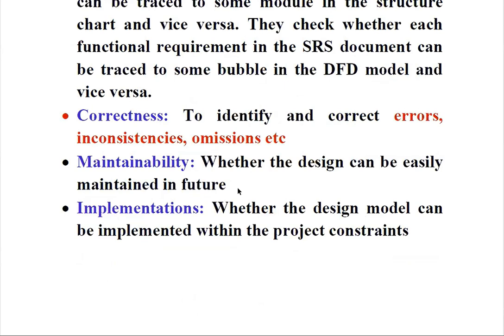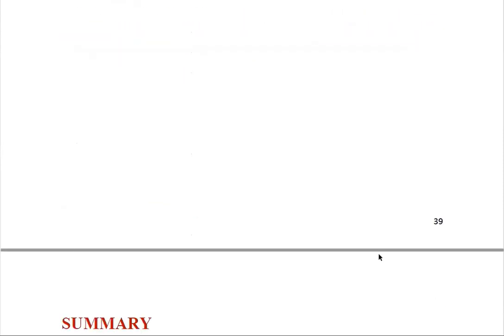This also has to be checked. I can give an example later in some context. Implementation: whether the design model can be implemented within the project constraints. That also they can validate, because they will see how much it is network interlinked and coupled, and whether so many modules are really required. Like that, we will be in a position to do the design review.